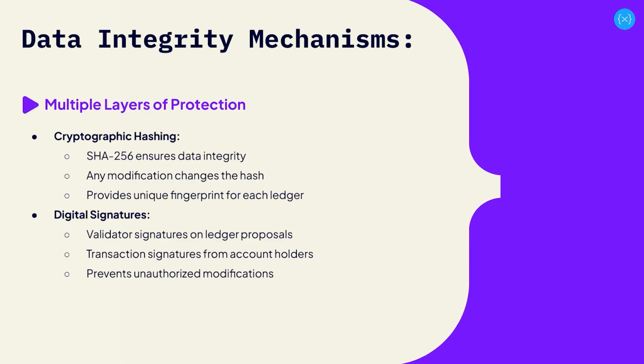Next, we have data integrity mechanisms. First is cryptographic hashing. We use SHA-256 to ensure data integrity, where any modification changes the hash. This provides a unique fingerprint for each ledger. We also use digital signatures, so validator signatures on ledger proposals, transaction signatures from account holders, which prevents unauthorized modifications.